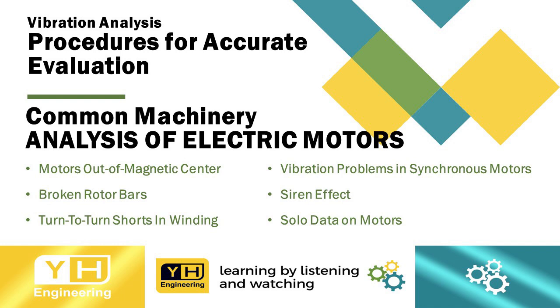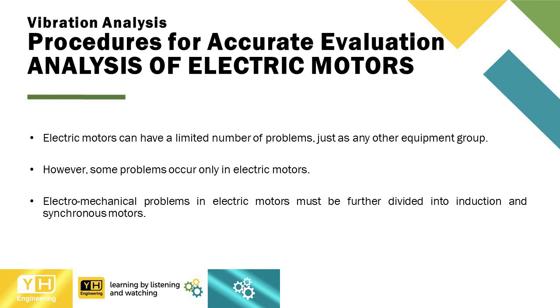Analysis of electric motors includes: Number 1. Motors out of magnetic center. 2. Broken rotor bars. 3. Turn-to-turn shorts in winding. 4. Vibration problems in synchronous motors. 5. Siren effect. And 6. Solo data on motors. Electric motors can have a limited number of problems, just as any other equipment group.